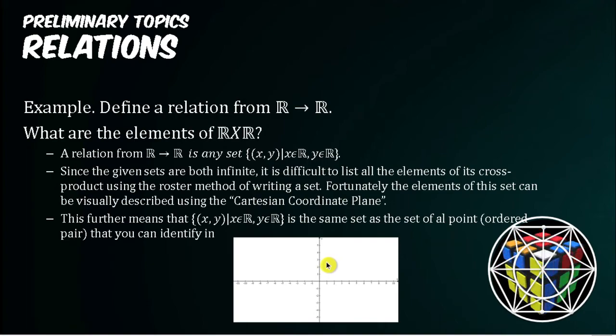By the way, if the two sets we took the cross product from are the same, sometimes we do not say R to R, although we can. But if it's the same set, our term is a relation on R. A relation on R. That means the domain comes from R and the codomain also comes from the same set R. So if you hear me saying that, it means the sets we are mapping are the same.